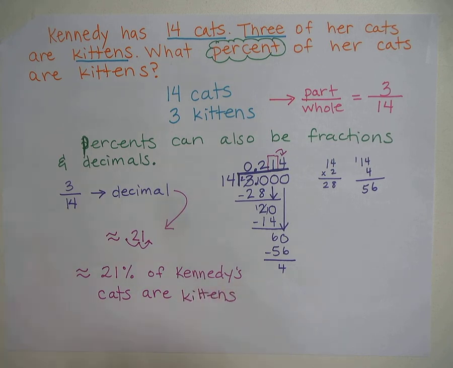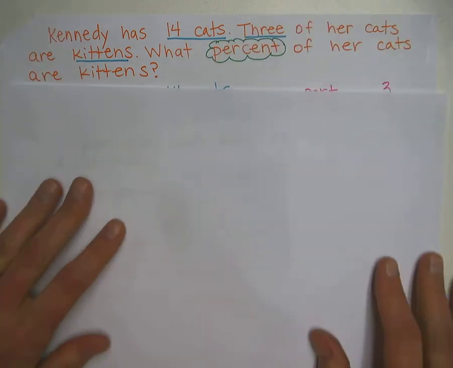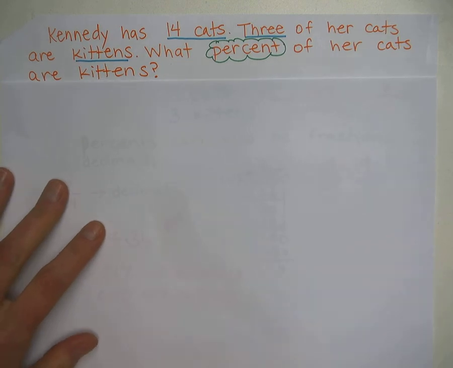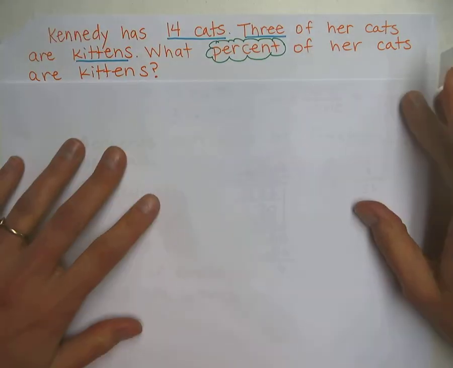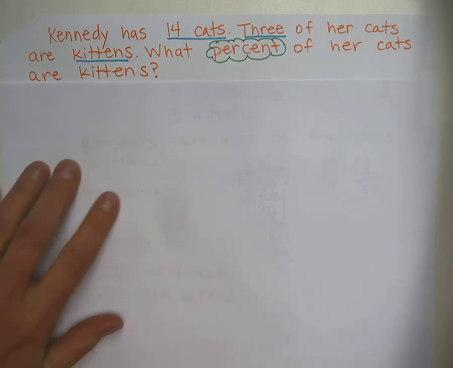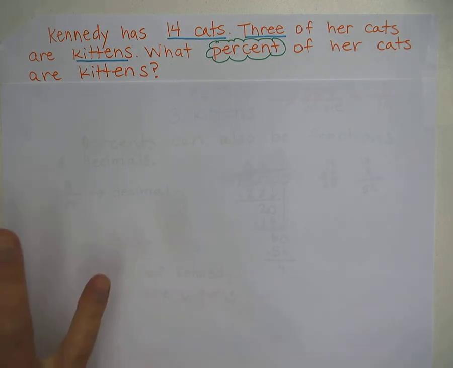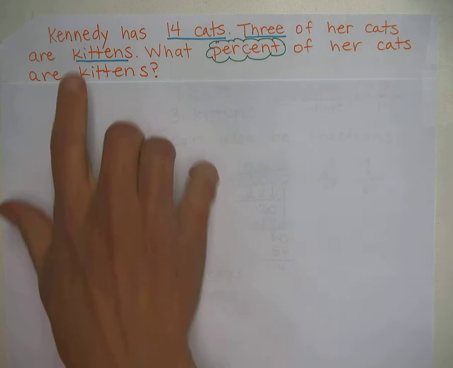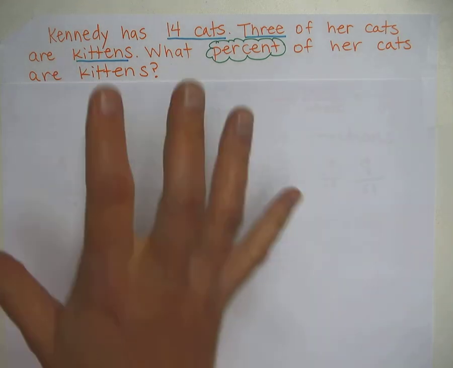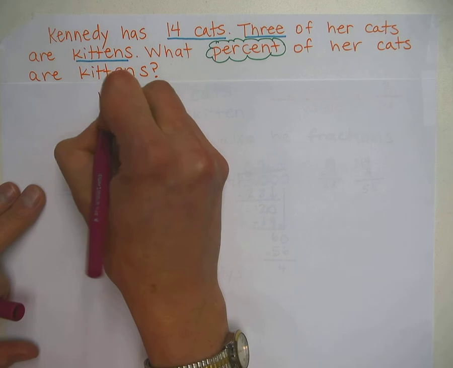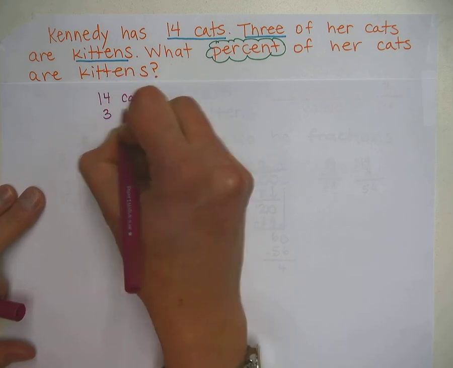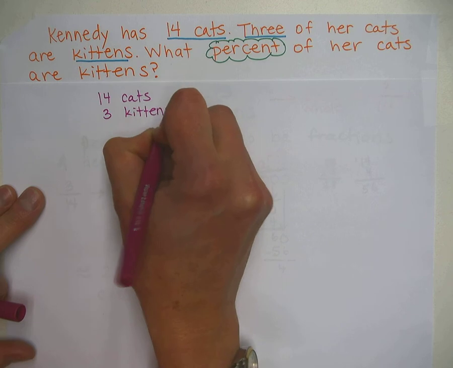Okay. So I'm not going to stop the video there. I'm going to show you how to do this exact same problem using a proportion. So when you're trying to figure out percents, you know that they're all out of 100. Here we can do kind of the same as in the beginning where we said, okay, Kennedy has 14 cats, 3 of them are kittens. So 14 cats, 3 are kittens. That's the information that we know.